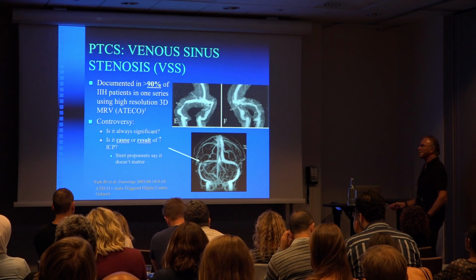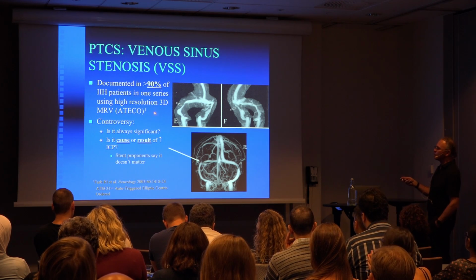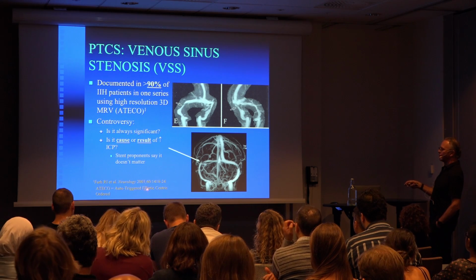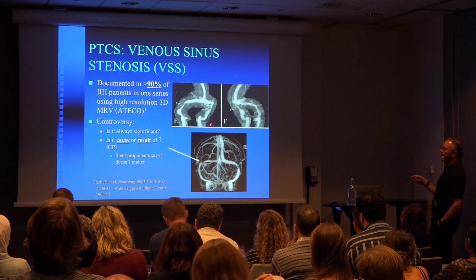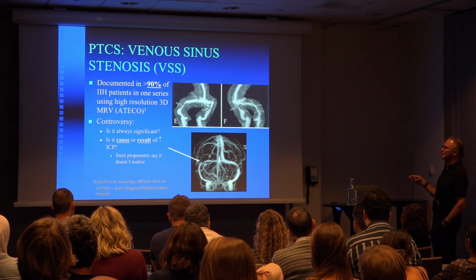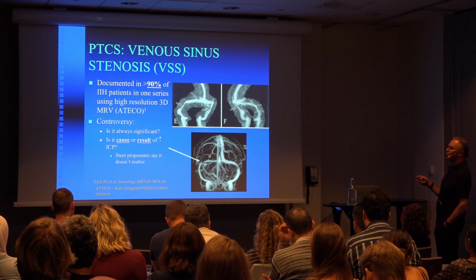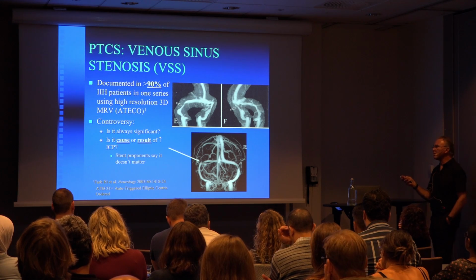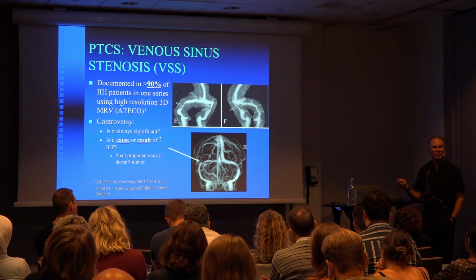This stenosis issue is what's come up in recent years, and depending on what kind of MR venogram you're doing, if you do this so-called ATECO, which I've got written down here because I can never remember it, it's auto-triggered elliptic centric ordered MR venogram. But it gives you these very high resolution 3D pictures. And if you do those, you're probably going to see venous stenosis in more than 90% of the primary pseudotumor cerebri syndrome or IIH patients.